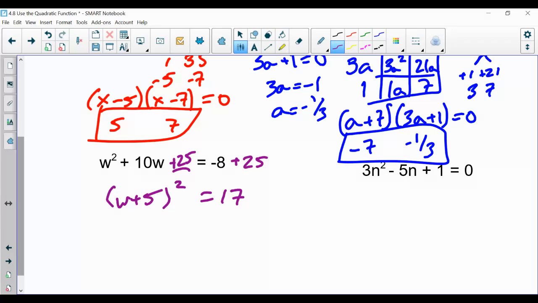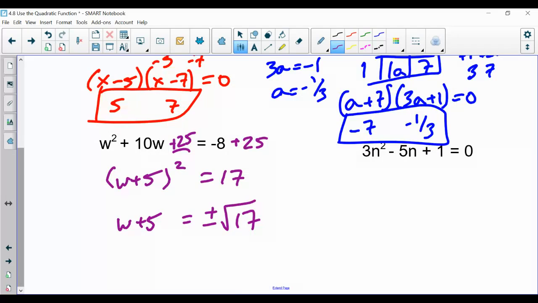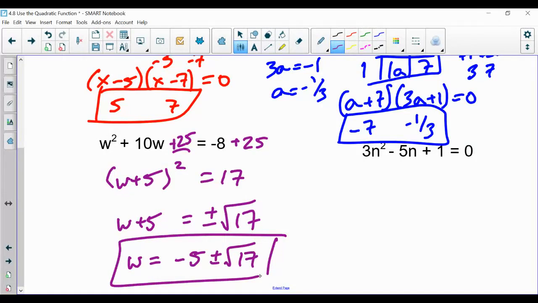So we have w plus 5 squared is equal to 17. Now you're going to solve this. You're going to take the square root of both sides. So you'd have w plus 5 is equal to, taking the square root of both sides creates a plus or minus, so you have plus or minus root 17. And then we need w by itself, so we're going to subtract 5, and we would get w equals -5 plus or minus the square root of 17, and that would be our answer.